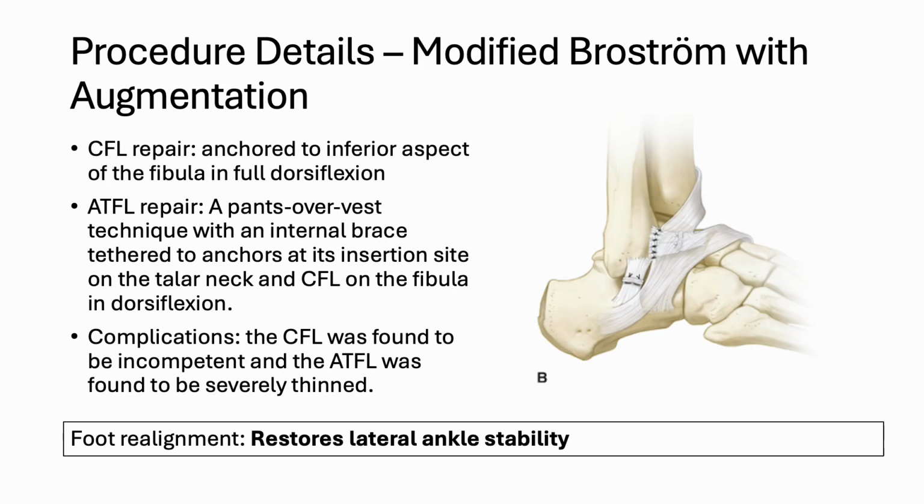Finally, the modified Broström with augmentation used the same anterolateral incision of the foot, where we identified a severely thinned ATFL and incompetent CFL. The CFL was anchored to its attachment on the distal fibula. The ATFL was also anchored to the distal fibula from its attachment site on the talar neck. Both were done with the foot in dorsiflexion and along with a Gould modification, which is reinforcement of the inferior retinaculum of the foot. This helped to restore lateral ankle stability.